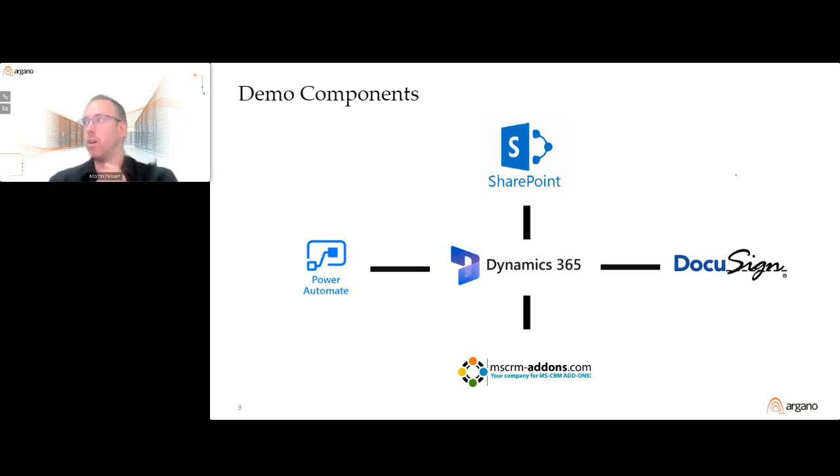And obviously in the middle, we have D365. That's our main tool, so everything is going to be done in D365. And we want everything to be bidirectional. What we mean by that is we want the CRM to talk to other tools. We want it to talk to DocuSign, and we want DocuSign to talk back to D365. The same is true for every single component here. We want D365 to talk to SharePoint, we want Power Automate to talk to D365, and the same thing for the MS CRM add-on.